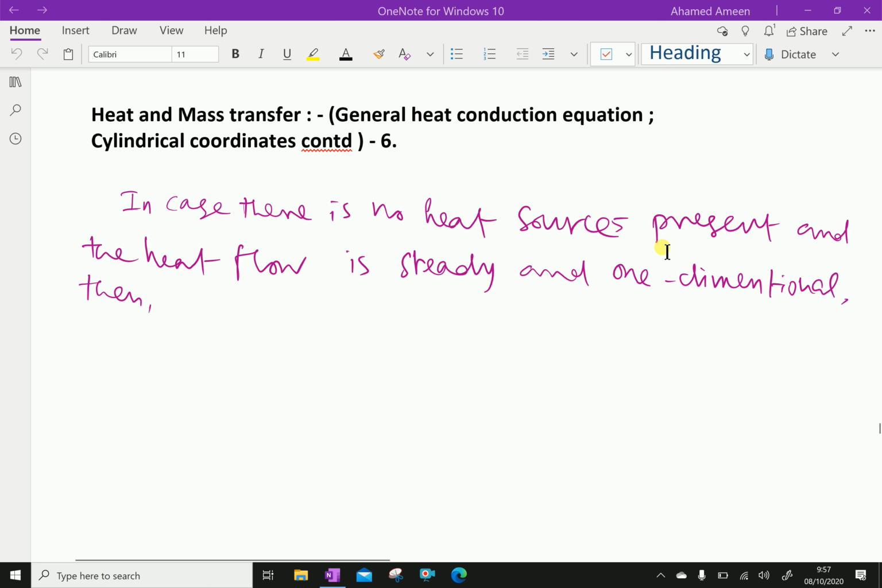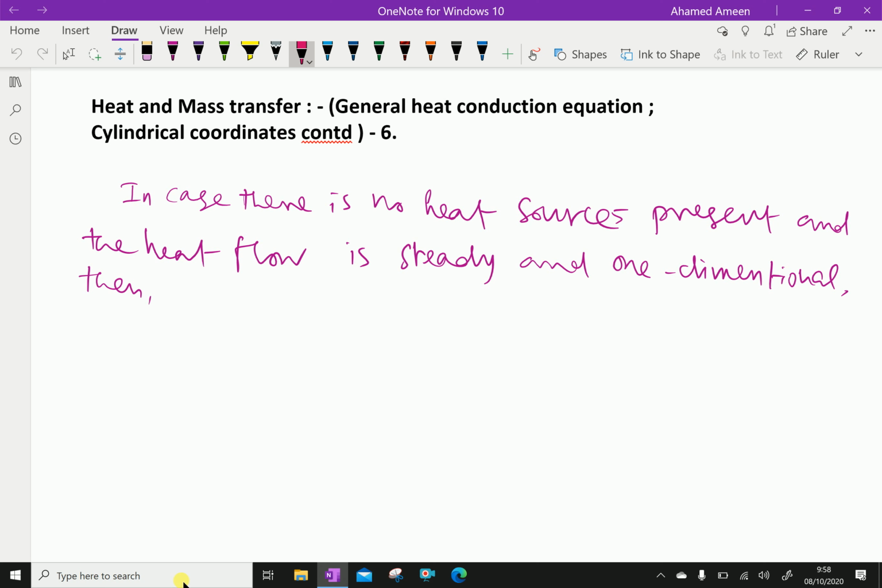In case there is no heat sources present and the heat flow is steady and one-dimensional, then the given general heat conduction equation reduces to ∂²T/∂r² + (1/r) ∂T/∂r = 0, since there are no heat sources present and the heat flow is steady and one-dimensional, so we can put the other terms as 0 here.